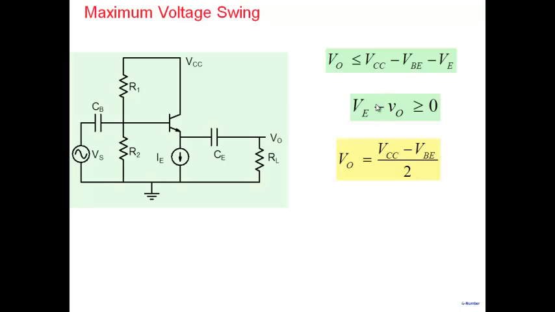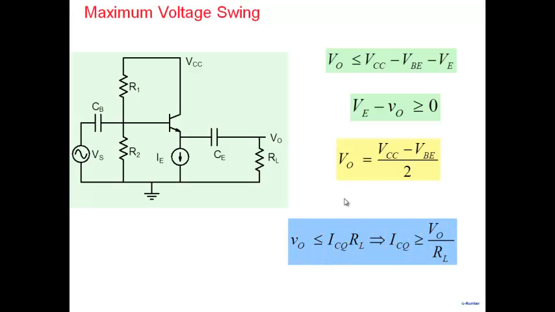If you just look at these two here, this is telling you that you should make VE as small as possible to get large V0. This is telling you to make VE as large as possible, and therefore you balance these two limits and you get the maximum swing possible in this system, VCC minus VB by 2. And once you get this particular swing, we have to ensure this condition also, V0 less than or equal to ICQ RL, or we need to ensure that we have biased it at ICQ greater than or equal to V0 by RL. We need to ensure that the current driving limit is also obeyed.